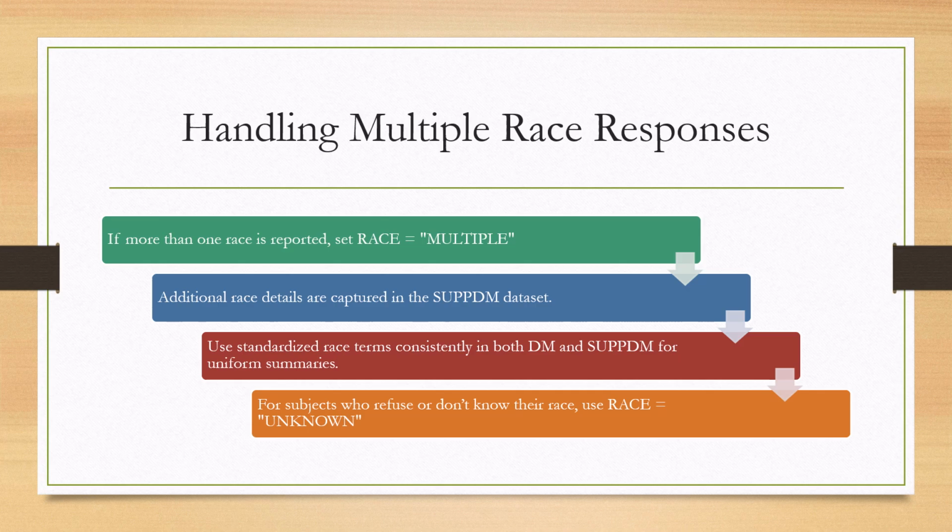It is important that both DM and SUPPDM use controlled terminology for race variables. This consistency allows for clean and accurate summaries or analysis, whether the race data is found in the main DM dataset or in the supplemental rows. If a subject refuses to provide race information or it is unknown, the race variable should be coded as UNKNOWN. All of this ensures that race data is accurately represented in a way that aligns with FDA and CDISC standards, making the data easier to interpret and summarize.